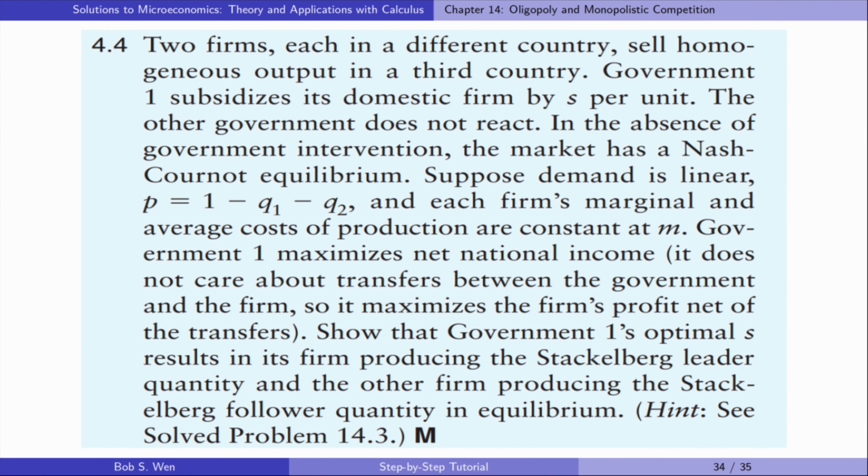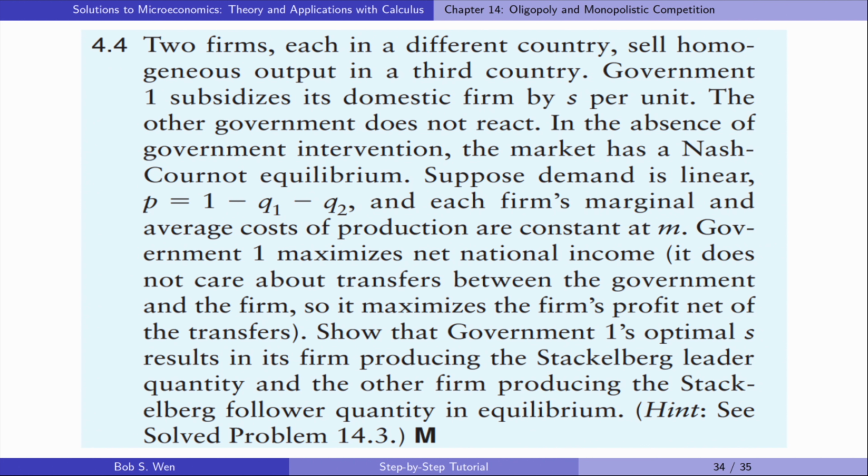Let's answer exercise 4.4. Two firms, each in a different country, sell homogeneous output in a third country. Government 1 subsidizes its domestic firm by S per unit. The other government does not react. In the absence of government intervention, the market has a Nash-Carnot equilibrium. Suppose demand is linear, P equals 1 minus Q1 minus Q2, and each firm's marginal and average costs of production are constant at M. Government 1 maximizes the firm's profit.